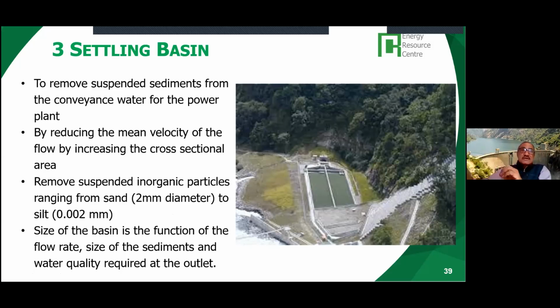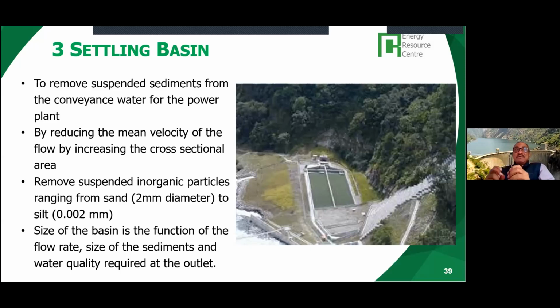This is because if this size of suspended sediment enters the turbines, as I showed yesterday, the turbine runners will be damaged and the efficiency of the turbine will be reduced, which will mean a loss of generation, which means loss of revenue, which will have an impact on the economics of the hydropower project.